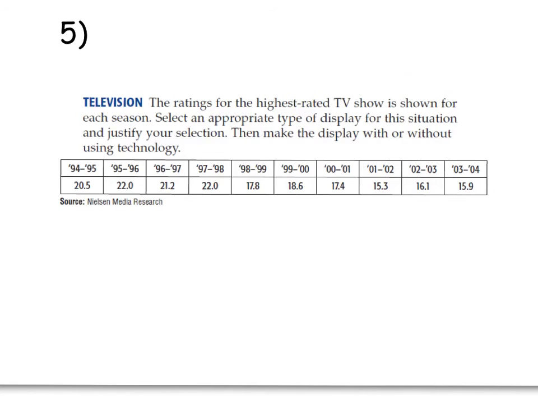Number 5, the ratings for the highest rated TV show is shown for each season. Select an appropriate display for this situation. You should have chose line graph. Since the data is broken down in time and shows change over time, that's when we use a line graph.